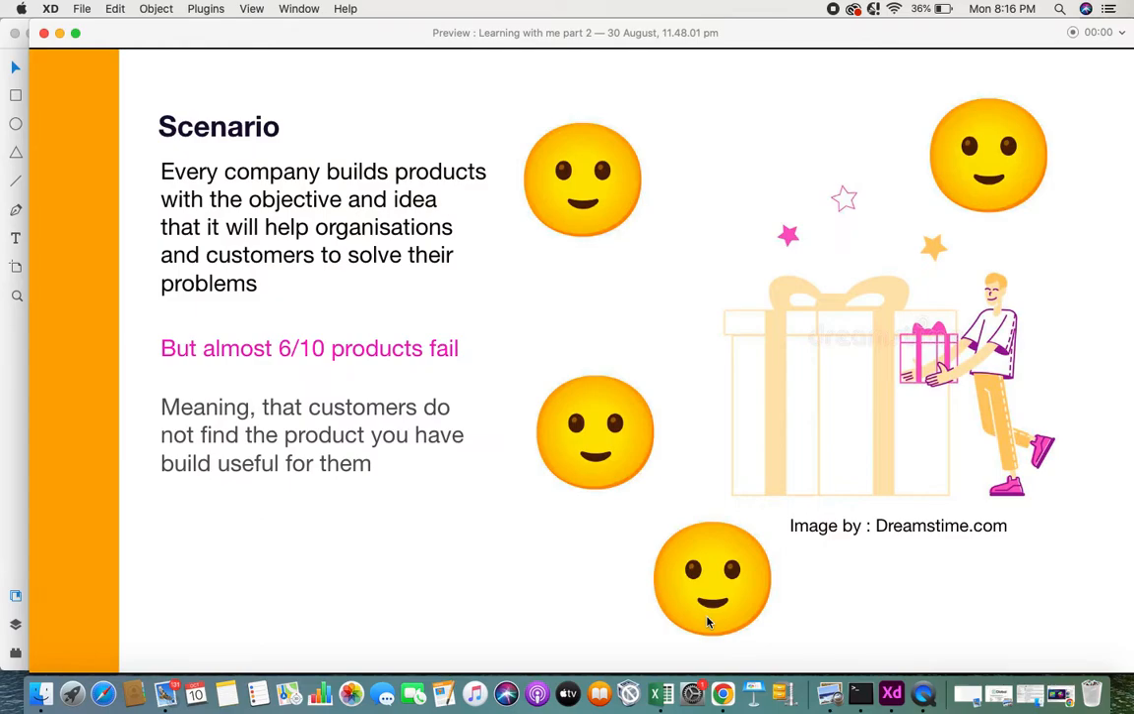The saddest part is that almost 6 out of 10 products fail, which means customers are not finding the products being launched helpful or useful. They don't find that these products are actually relieving them of their pains, or speeding up or easing their process. So products fail, and only 4 out of 10 products become successful.